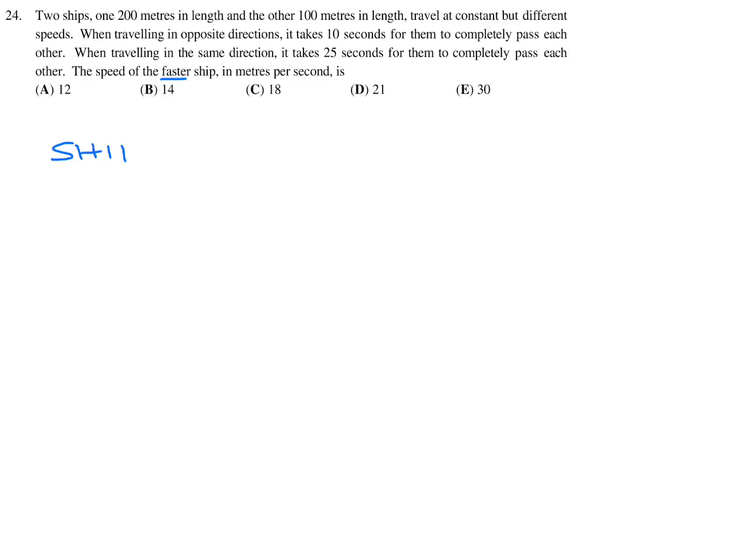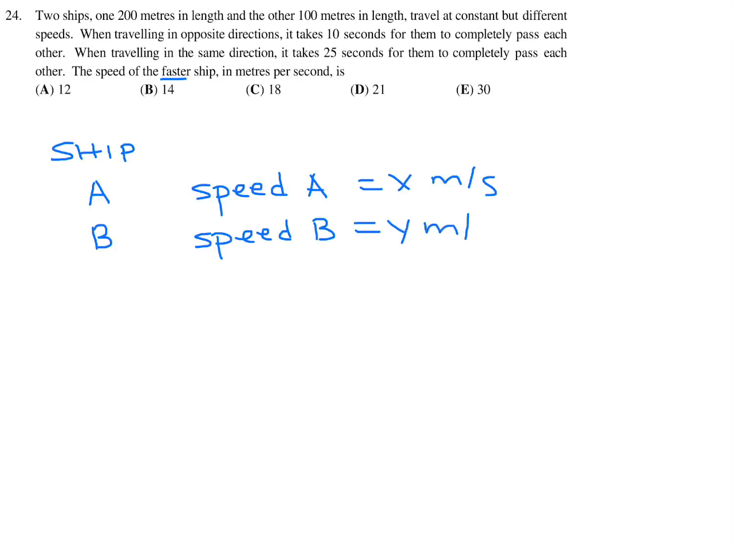So we have two ships. We'll call them ship A and ship B. The faster ship, we'll call its speed x meters per second, and the slower ship, we'll call it y meters per second with regard to its speed. So the first scenario is when these ships are going in opposite directions.